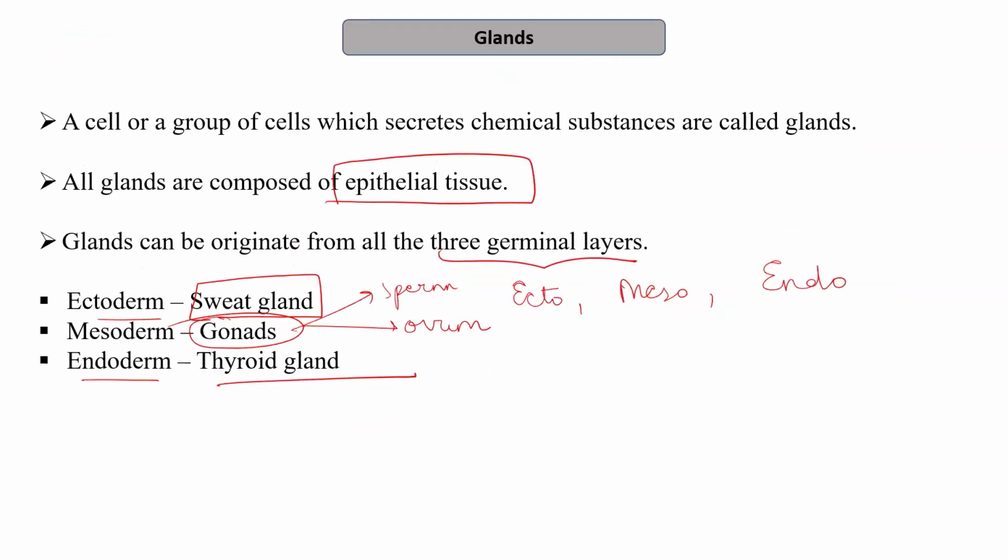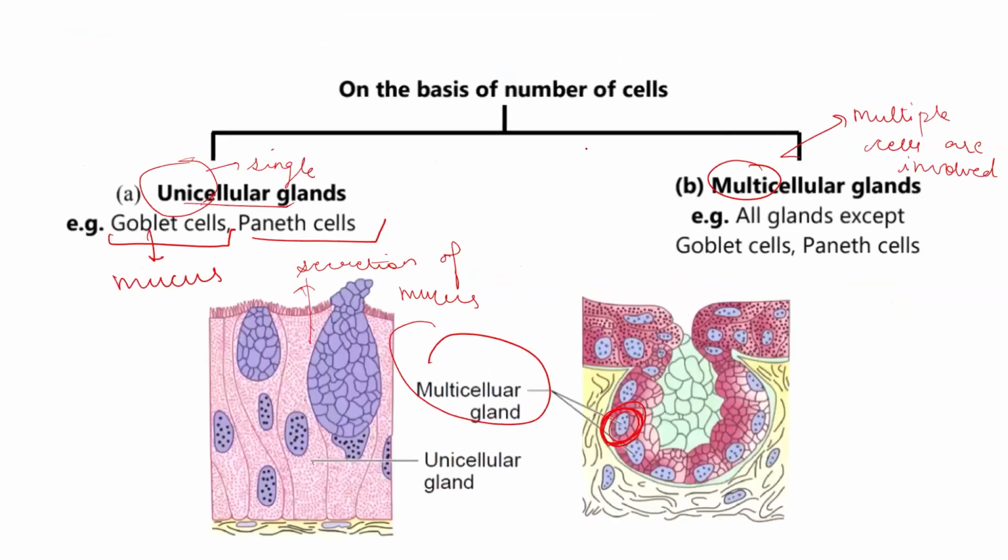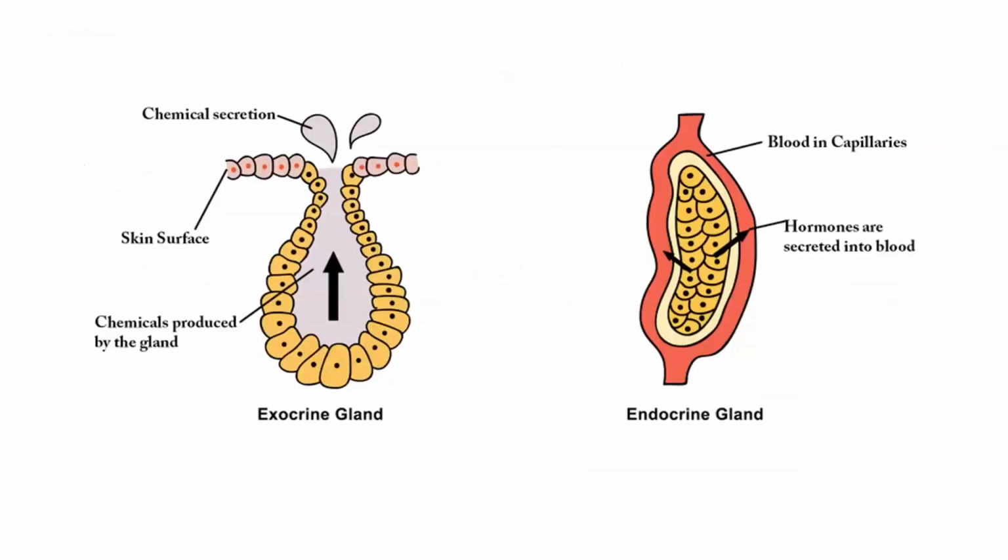They are modified epithelial tissues which are modified for the secretion of certain chemical substances that have a particular function. So these are the exocrine glands, which consist of ducts, and they release chemical secretions with the help of the ducts. While in the endocrine glands that are ductless, the hormones are secreted into the blood directly without any duct.